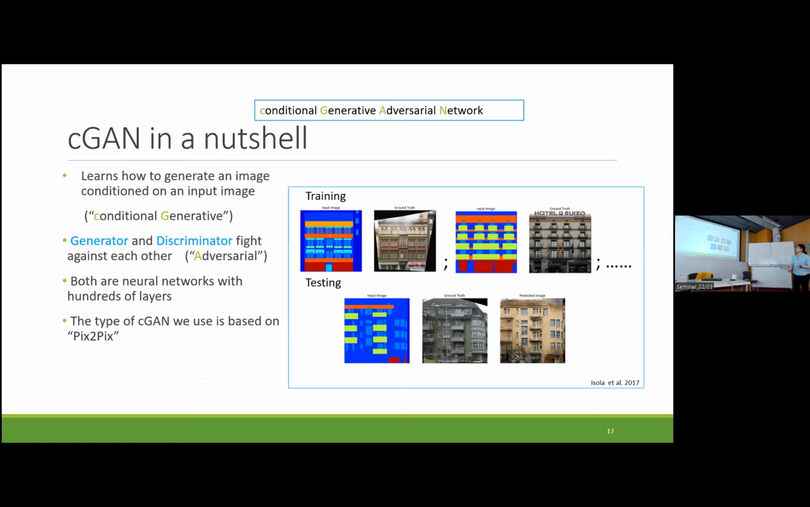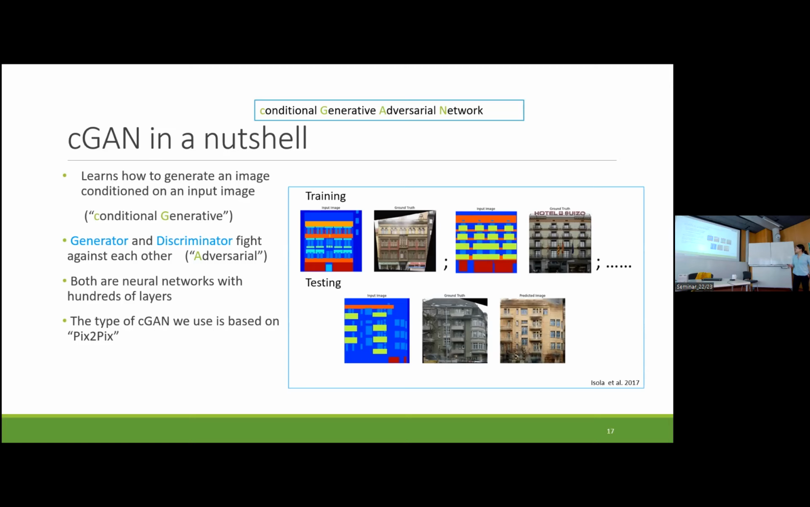A generator and a discriminator, and they are fighting against each other to co-evolve. So in general, the generator is trying to generate an image, and the discriminator is trying to discern whether an image is generated from the generator. The type of CGAN we use is based on a popular algorithm called pix2pix. And this is an example from the paper introducing the pix2pix algorithm, where they are training the algorithm to learn how to map from a sketch of a building to a real photograph of the building.